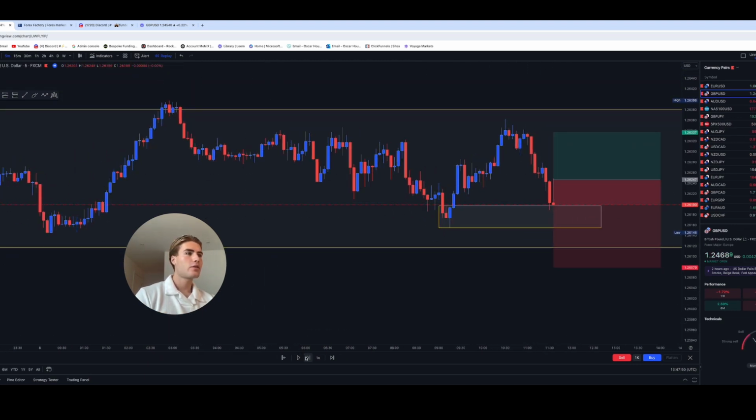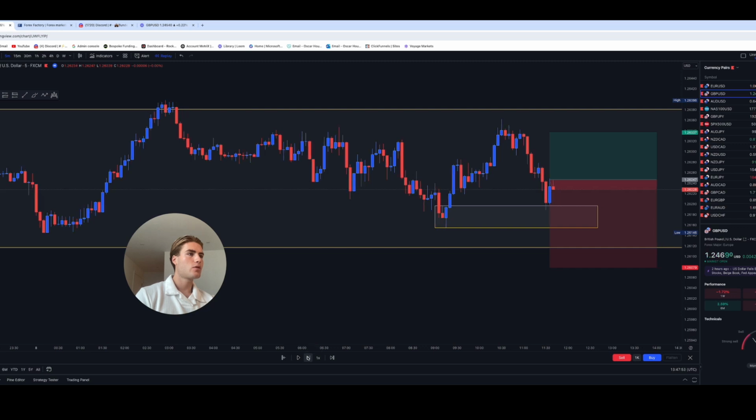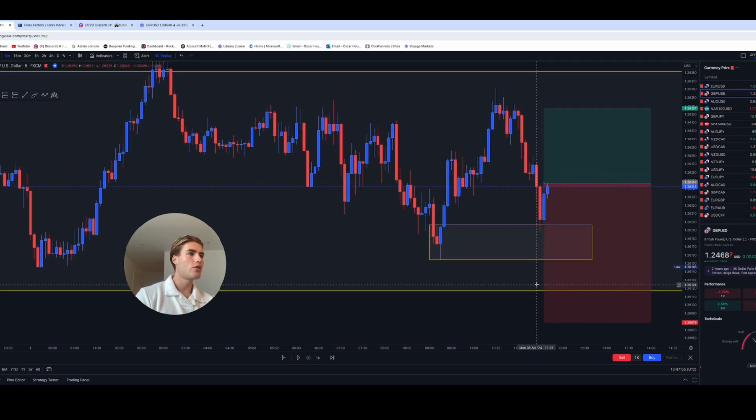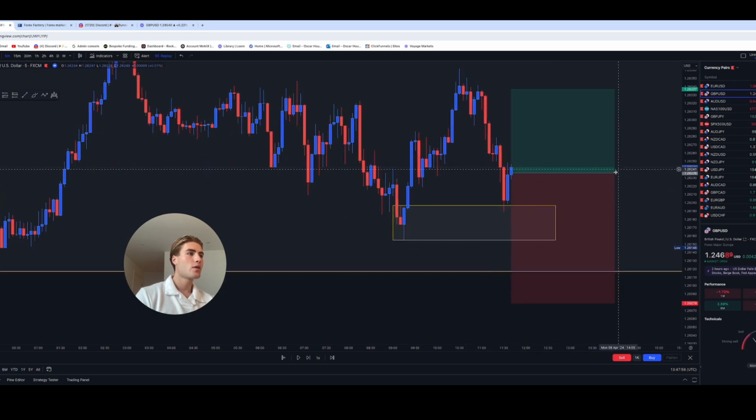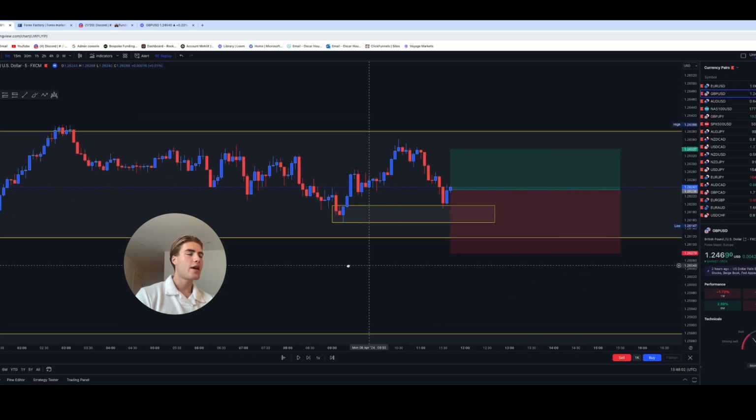So 5 minutes. There we go. Straight away, this is your zone. So it was literally this point here. The body is engulfed it on the 5 minute. That is where I was expecting to get in.